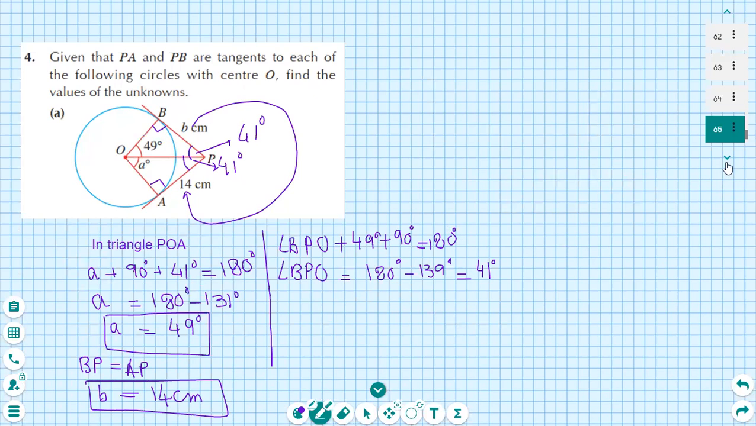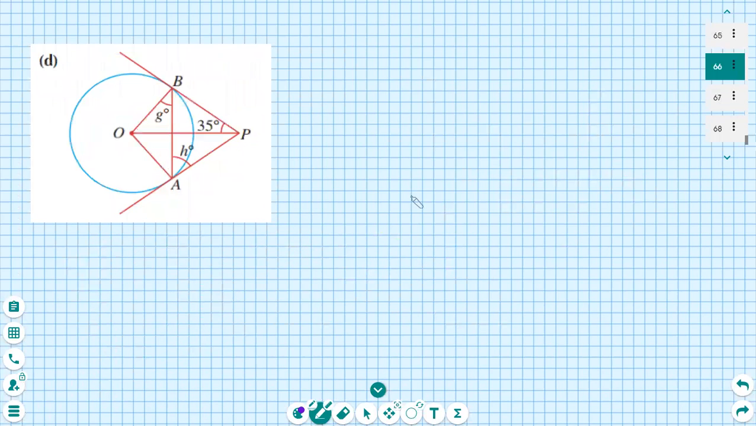All right, we try another part of this question, part D. So in this part, you can see that two angles are unknown, G and H.